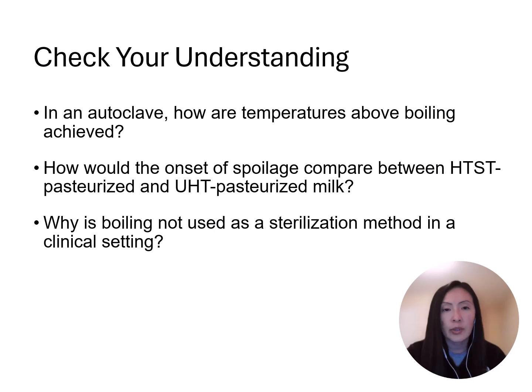For the second one, how would the onset of spoilage compare between HTST pasteurized and UHT pasteurized milk? So remember, HTST is high temperature short time, 72 degrees Celsius for 15 seconds. This reduces microbes, but still leaves some survivors, and we need to refrigerate these foods because they spoil a little more quickly than UHT. So UHT is 138 degrees Celsius for at least 2 seconds. This kills almost all microbes, so these foods can be stored unrefrigerated for months. They spoil much later.